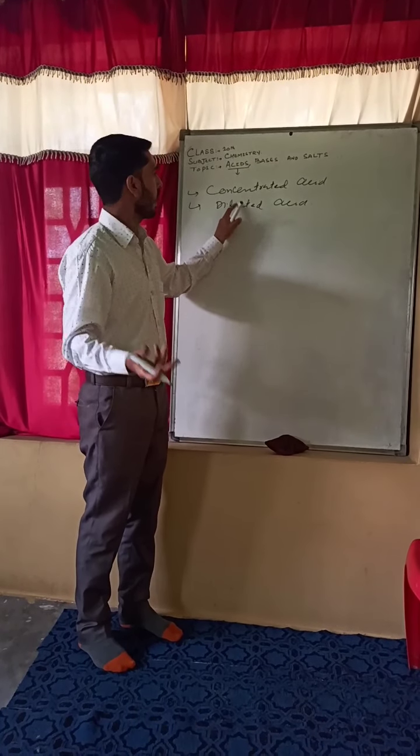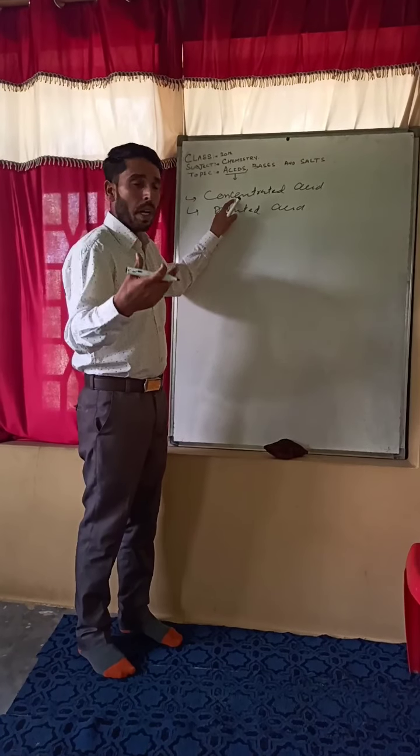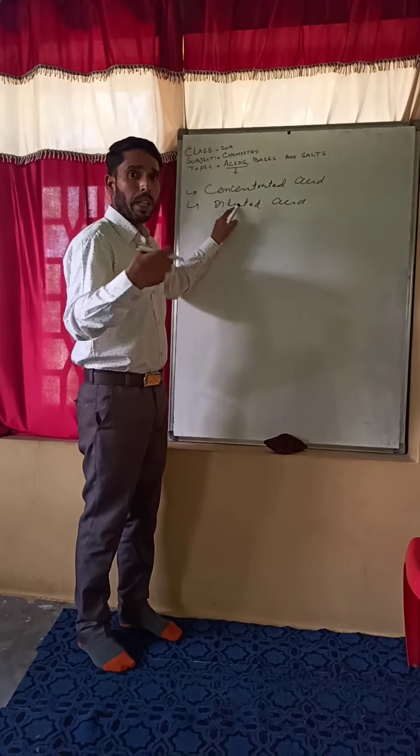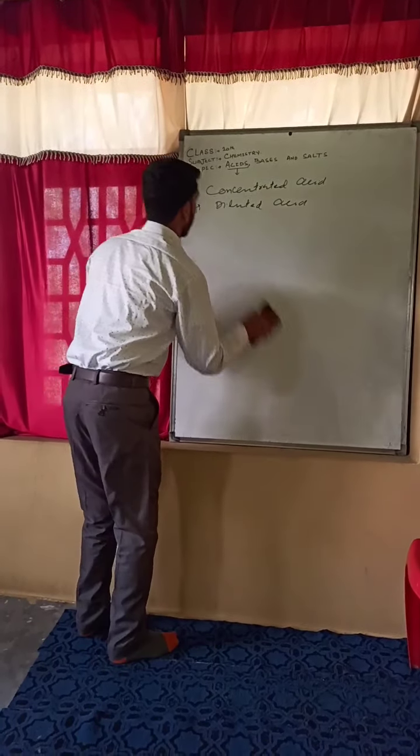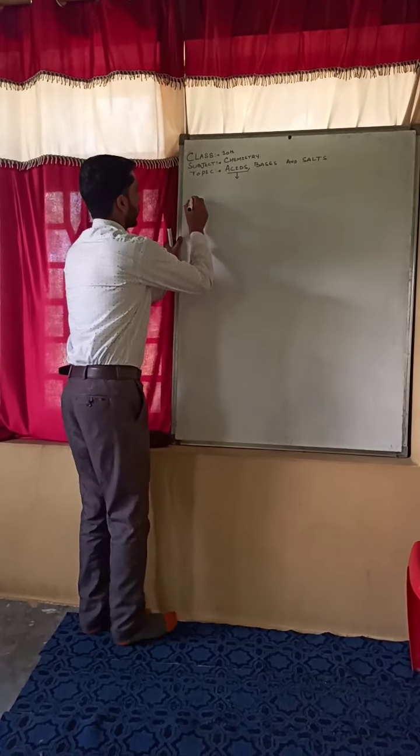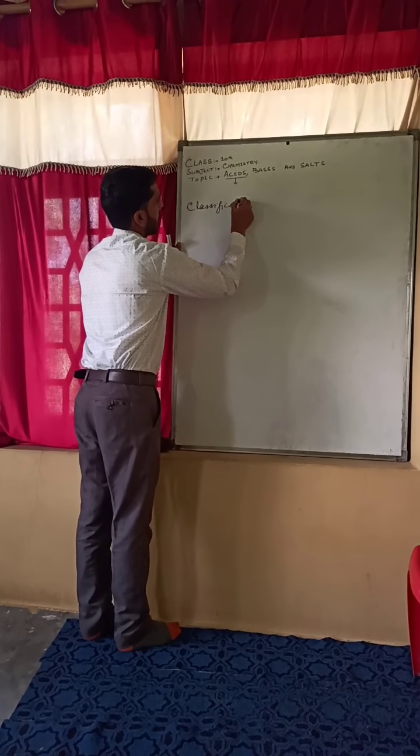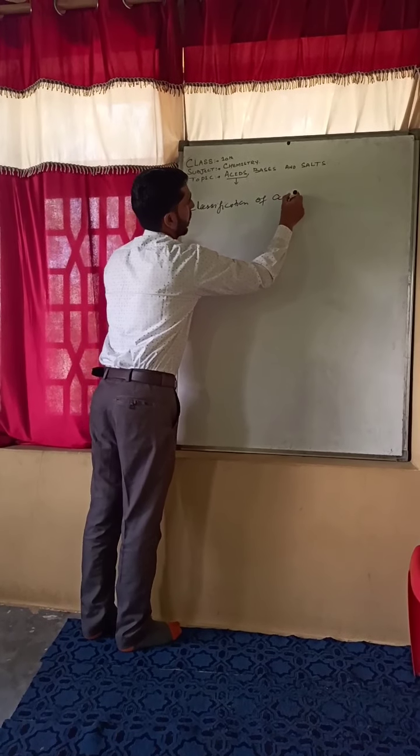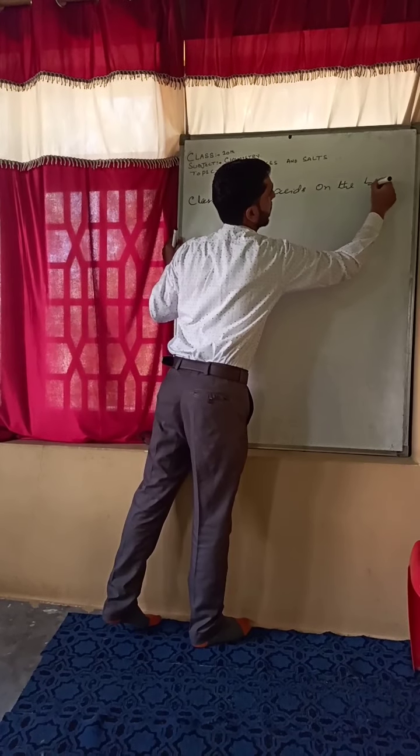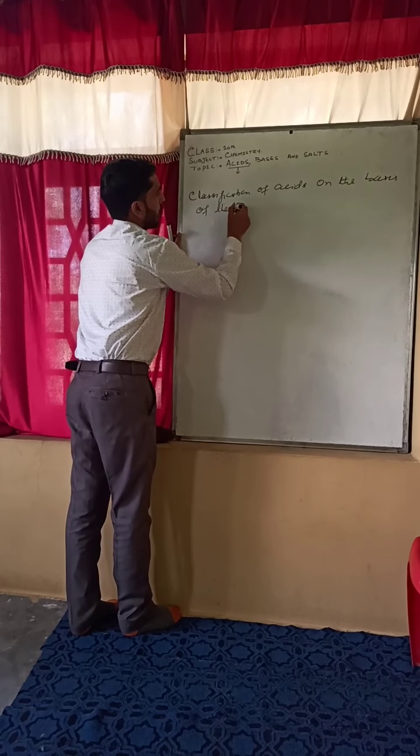In other words, we can say that concentrated acids are those acids which contain a large amount of acid but less amount of water. This contains a large amount of water but less amount of acid. Clear? These are the two important points. Now, classification of acids on the basis of their strength.